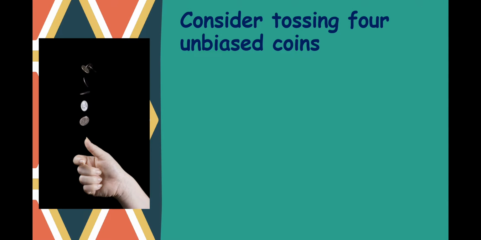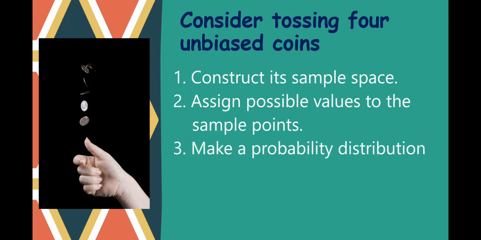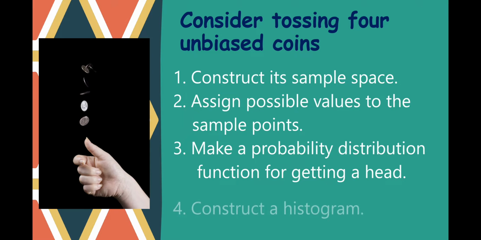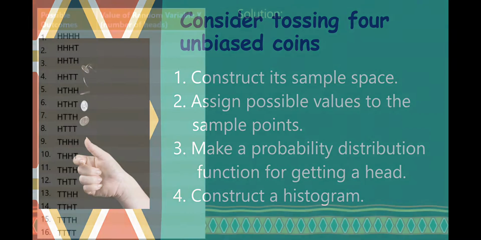Consider now tossing 4 unbiased coins. Let's try to construct its sample space, assign possible values to the sample points, make a probability distribution function for getting heads, then lastly we're going to construct a histogram.